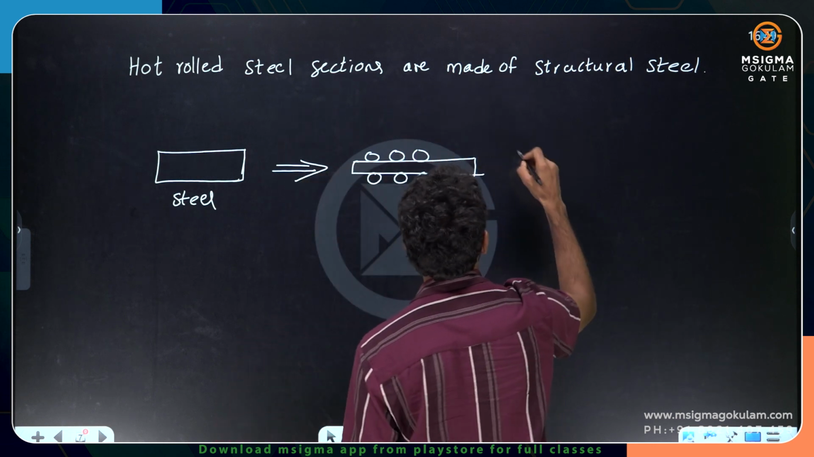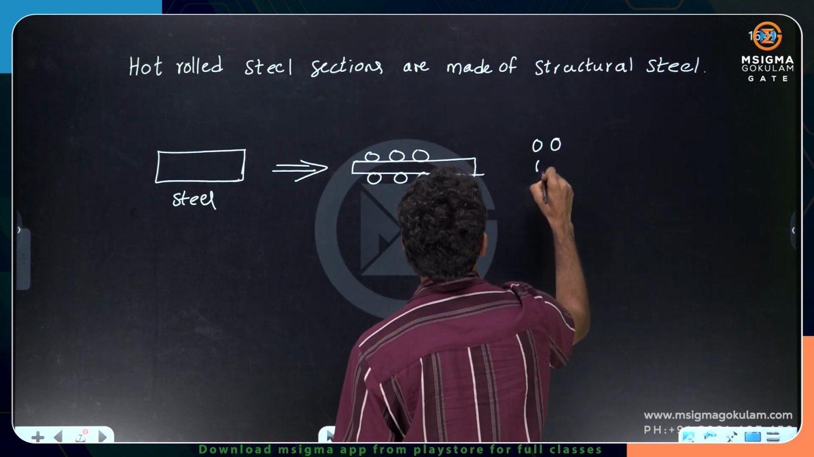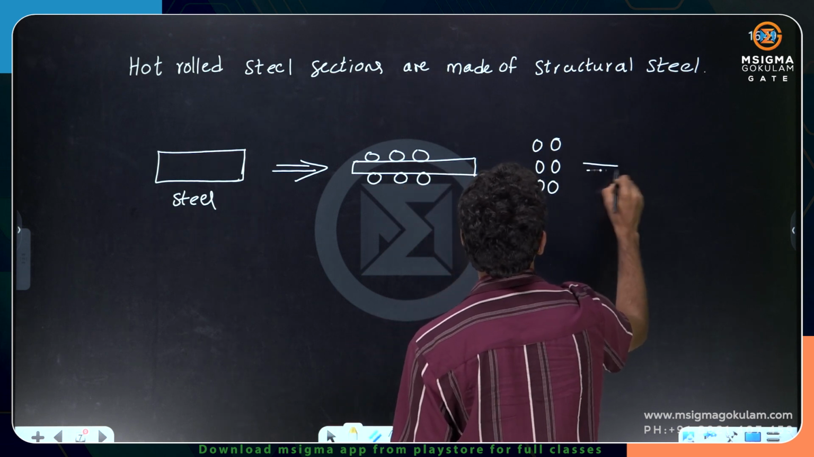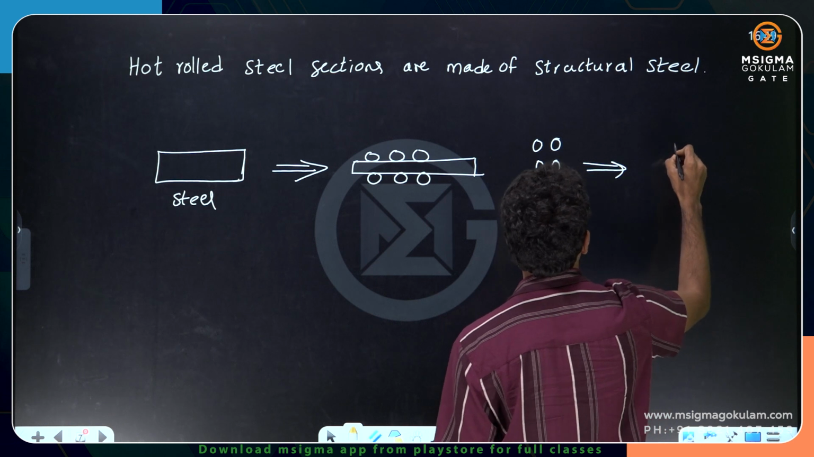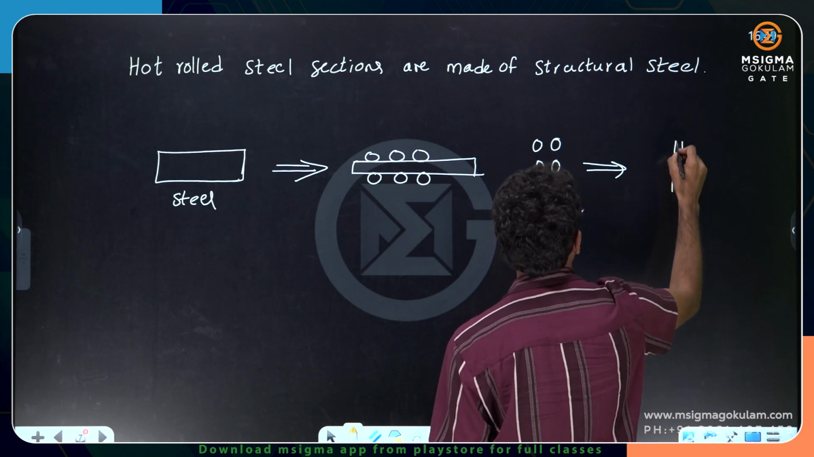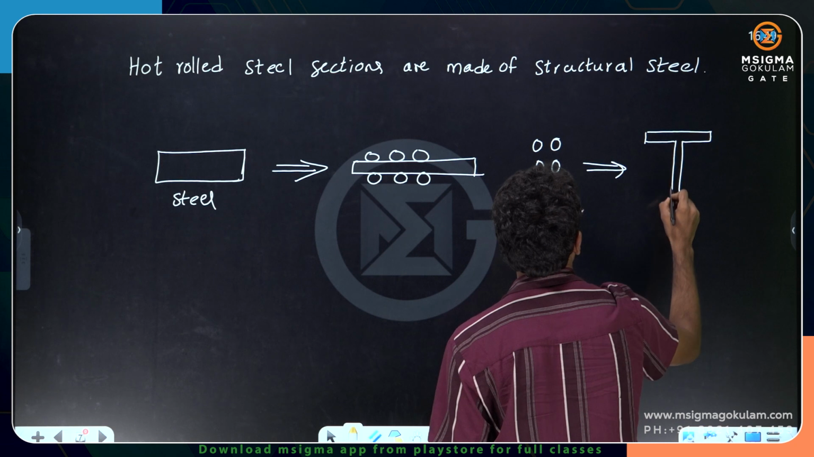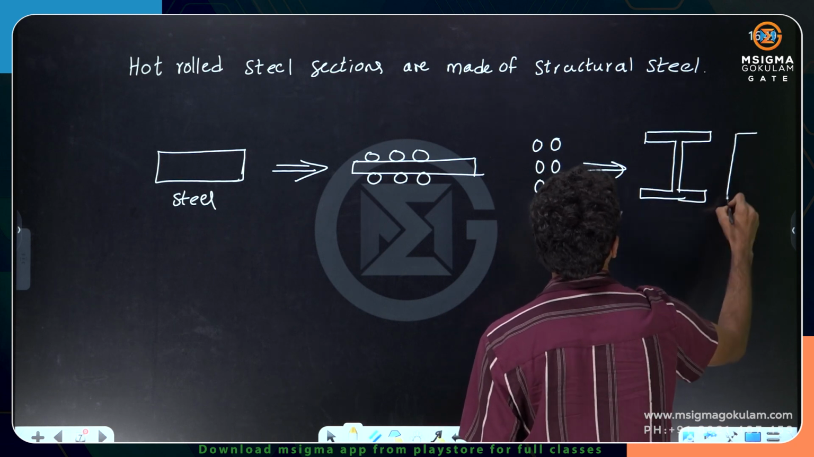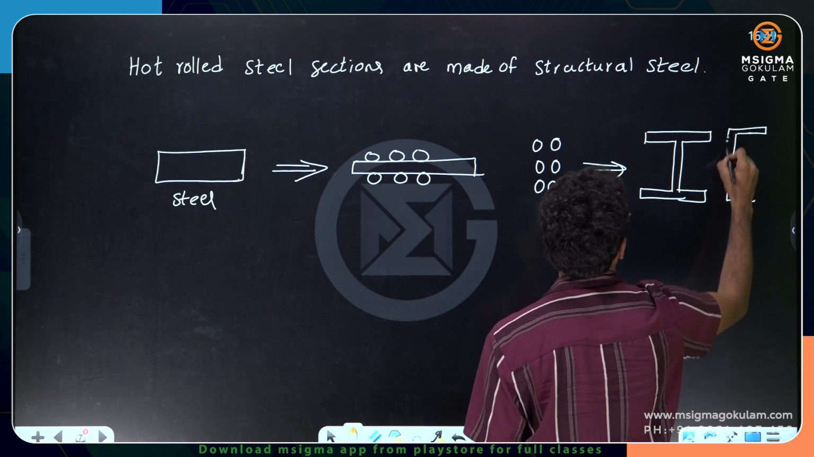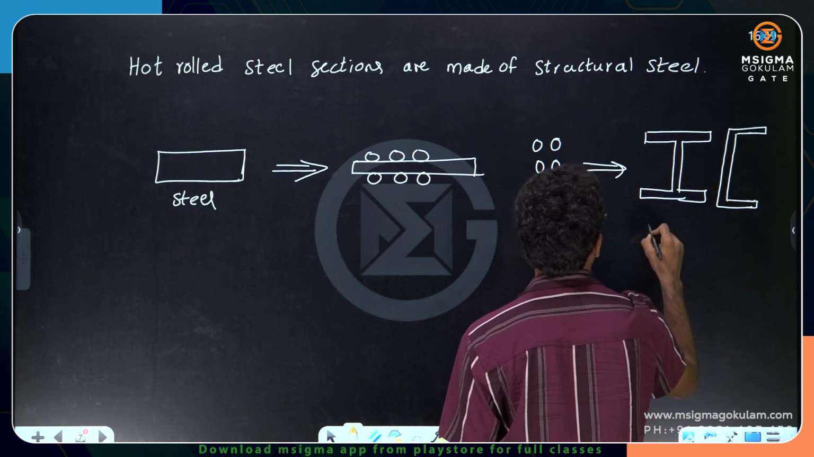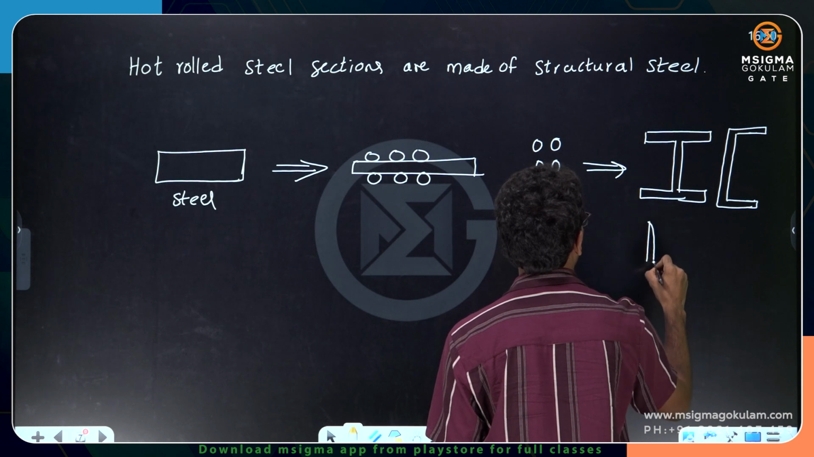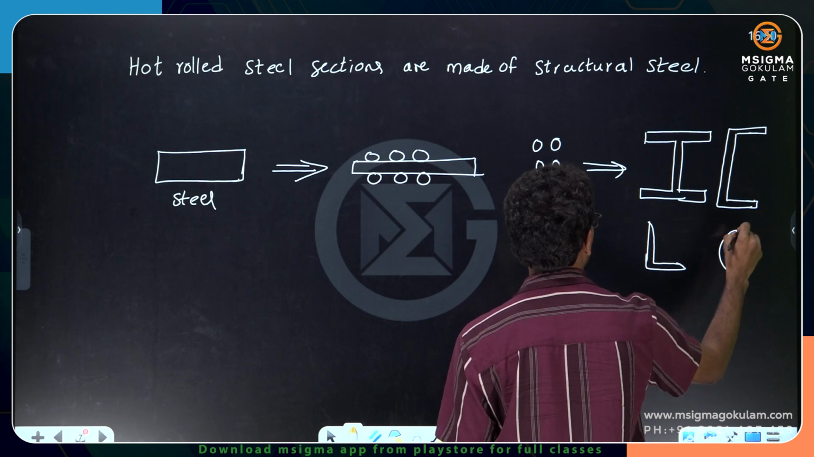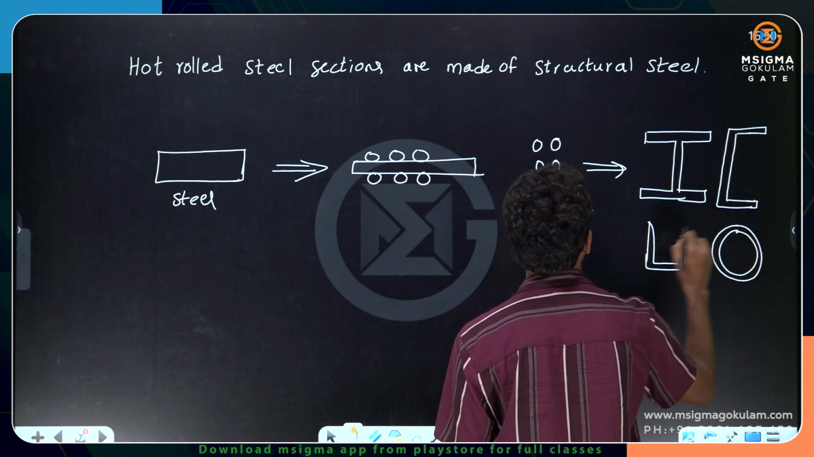Rollers may be not only horizontal, rollers may even be vertical, which are going to convert this particular material into the required shape and size. That kind of sections, we may get I sections like this, if the steel undergoes the rolling process. We may get channel sections, we may get angle sections, etc. We may get tubular sections, etc. This is what exactly happens.